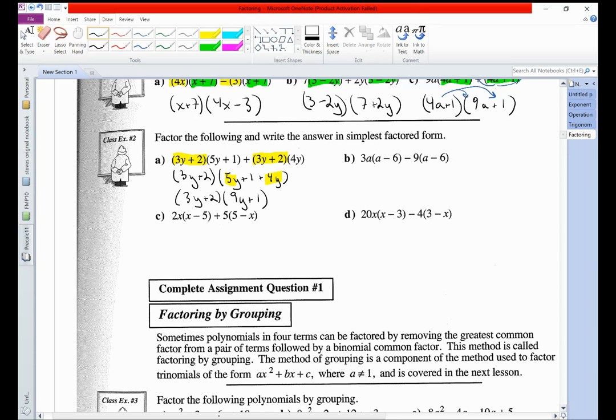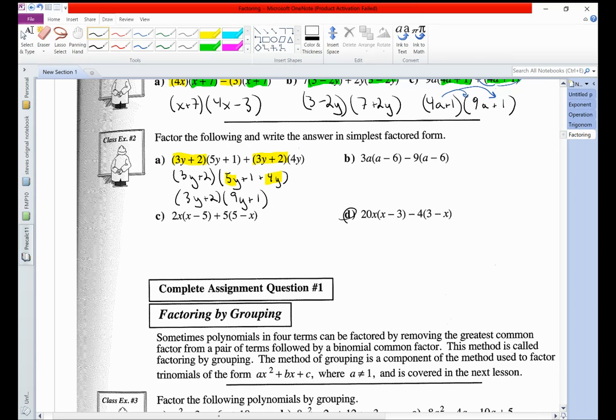I'll do D, and then we can do B and C in class. I just don't want to do too many examples here. So we have 20x multiplied by x minus 3 minus 4 multiplied by 3 minus x.